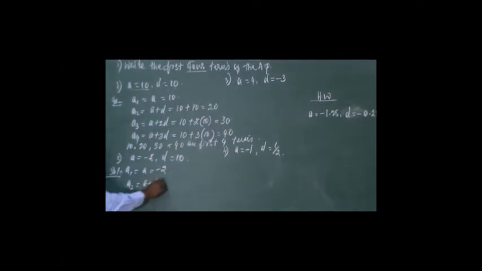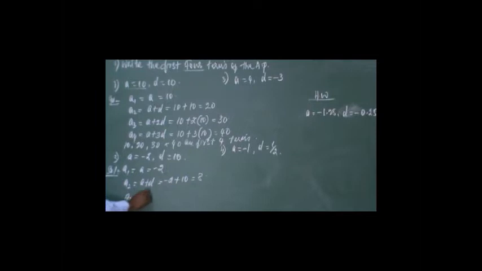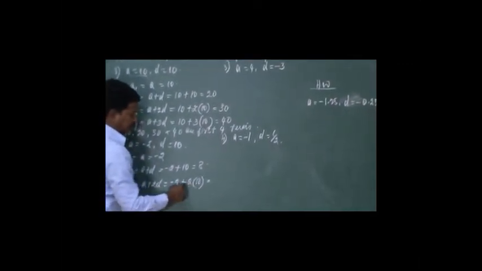So a1, the first term, is a, which is equal to -2. The second term, a2, is a plus d. So a is -2 plus d is 10. -2 plus 10 is 8. So a3 can be written as a plus 2d, that is -2 plus 2 into d. 2 into d comes to 10, so -2 plus 2 into 10. 2 into 10 is 20. 20 plus -2 comes to 18.